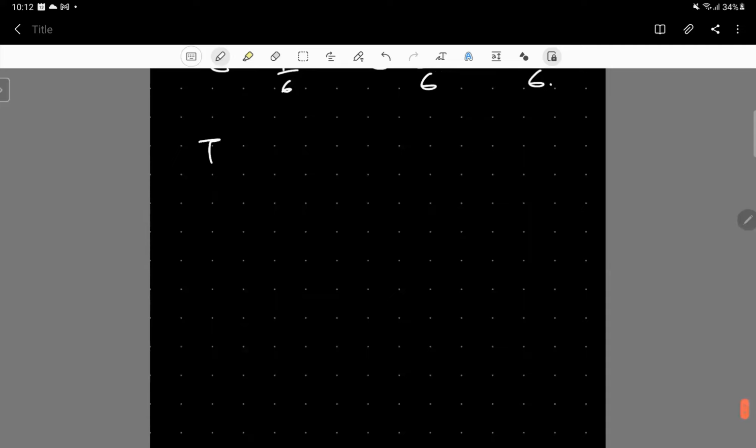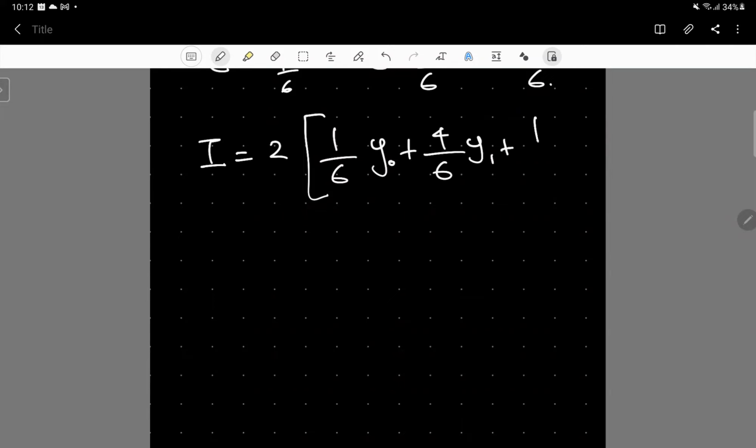So the result of the integral looks like 2, the length of the interval where the integration is performed. So 1 minus -1 is 2. That is, the length in the x direction has to be multiplied by 1/6 y0 plus 4/6 y1, and again 1/6 y2. So this is the integral.